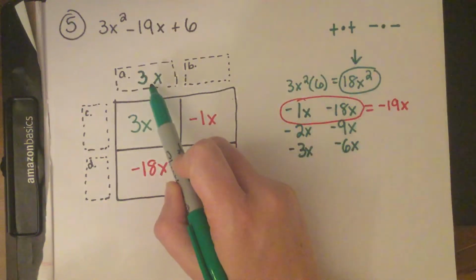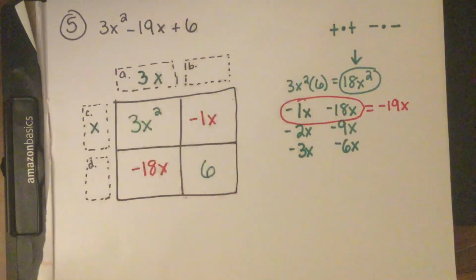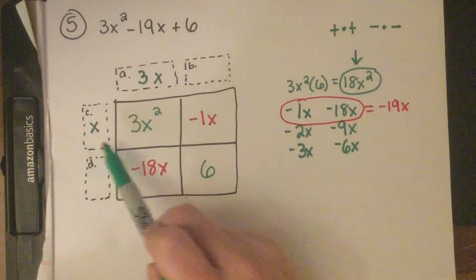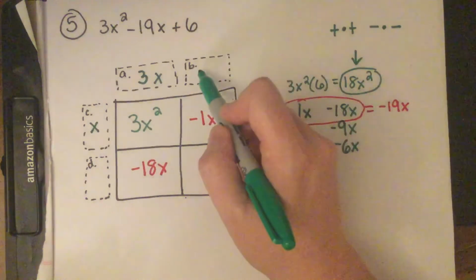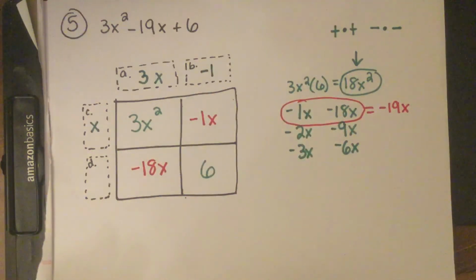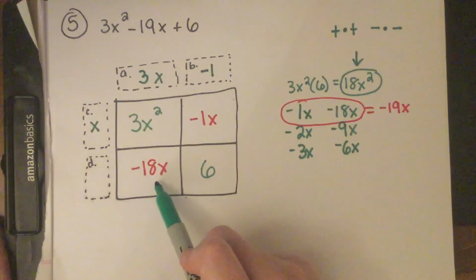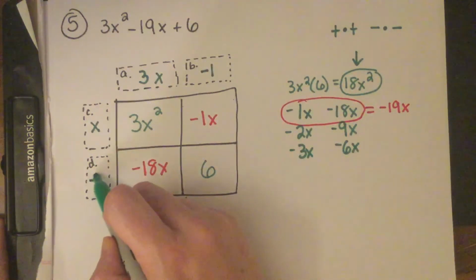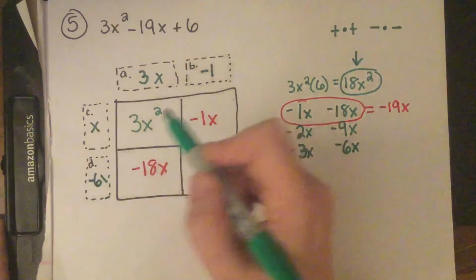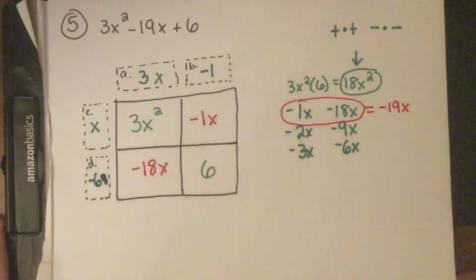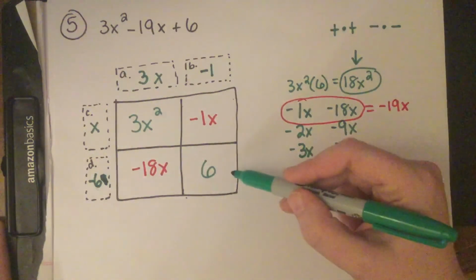So if this is a 3x, that means this is an x. If this is an x, I need it to be negative 1x. So that's a negative 1. Down here, this is 3x. I need it to be negative 18x. So that means that's going to have to be negative 6. Oops, no x, just negative 6. And then we stop and check.